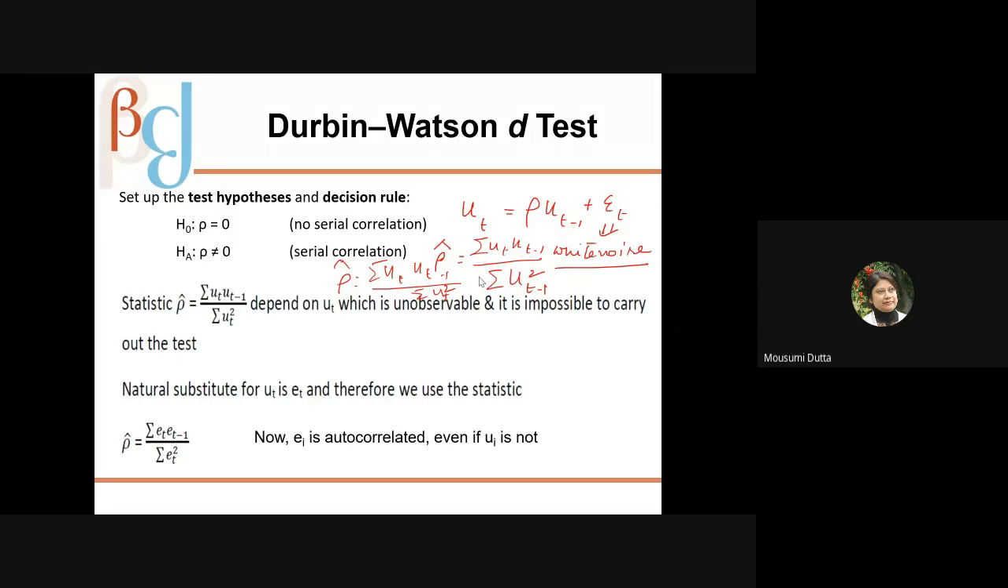So an alternative estimator is given by summation et minus 1 divided by summation et square. Okay, so this can be your suggestion. However, it can be shown that even if ui and uj are not correlated, ei and ej will be correlated. Ei and ej are always correlated.